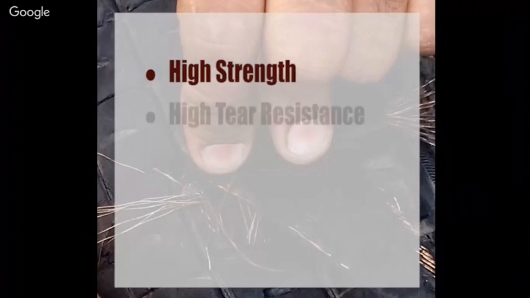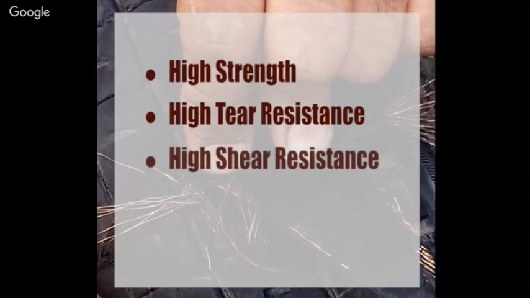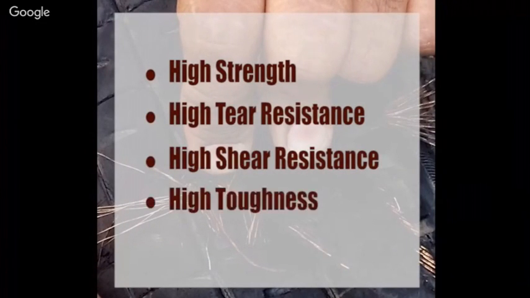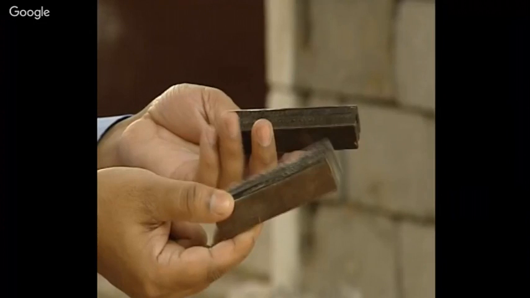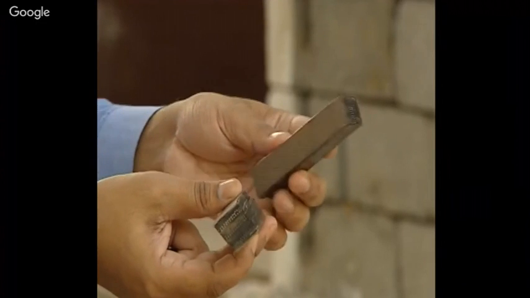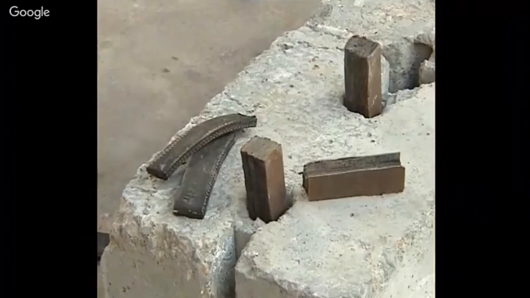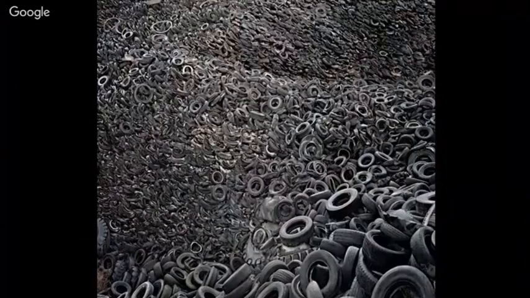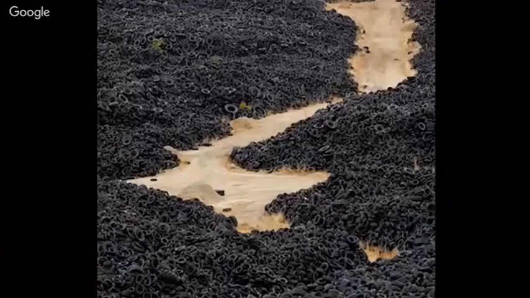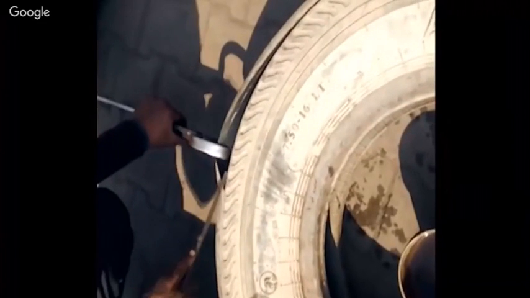Along with all this, high strength, high tear resistance, high shear resistance, and high toughness are the properties because of which used radial rubber tires were considered most effective for the development of viscoelastic energy dissipator links. But the most important reason is that used radial rubber tires cannot be recycled easily, and even if they are, they emit gases which are very harmful to the environment.